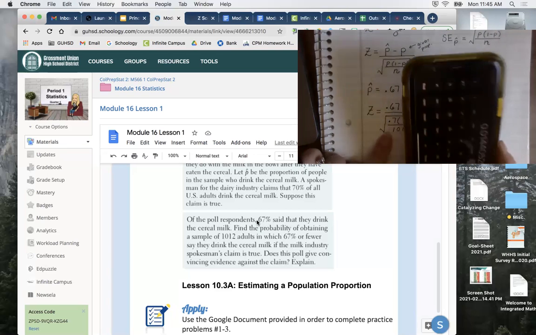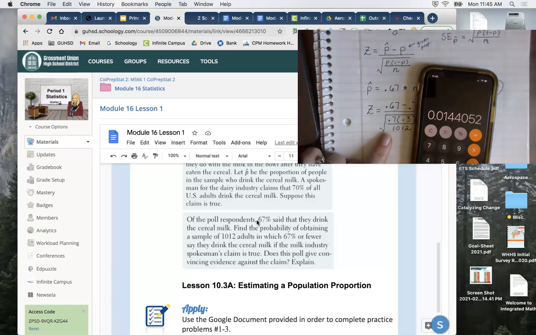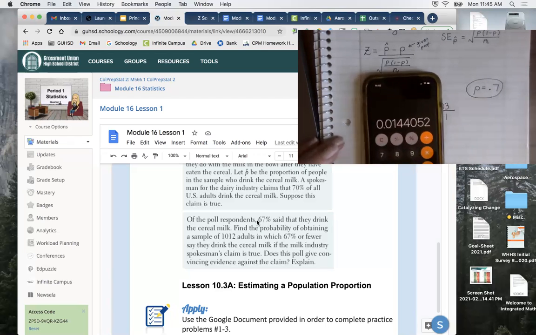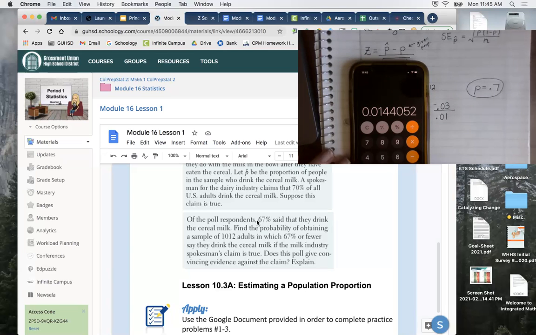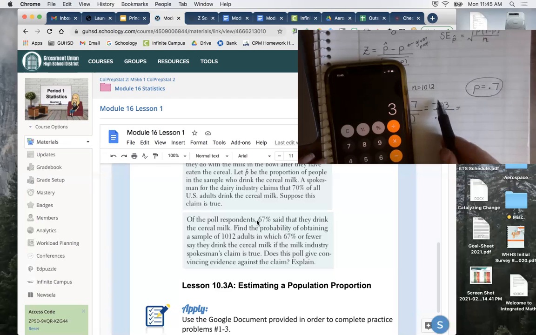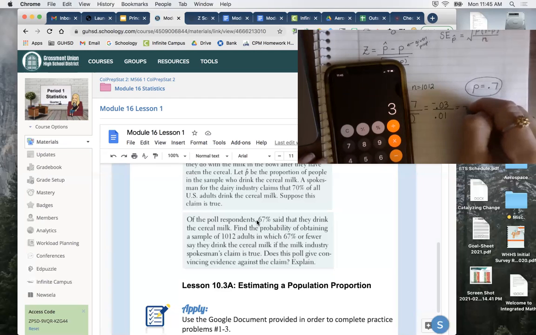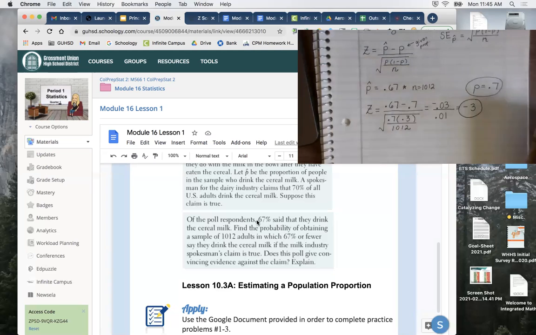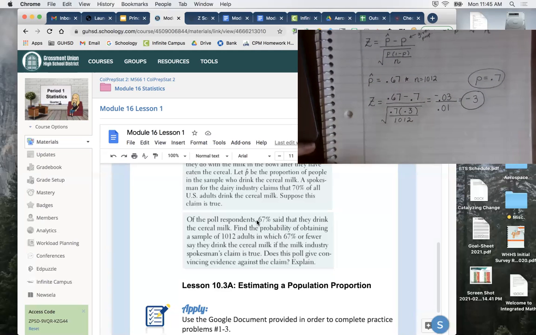So now what I'm going to do is find my z-score. We've done this a lot, so I'm going to go through that part fast. I would take my 0.03 divided by 0.01, and I recognize that this is actually a negative, right? So I get a negative 3.